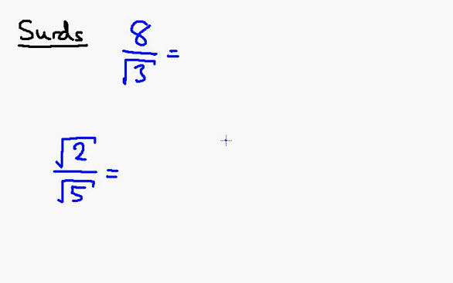Okay, in this video we're going to look at rationalising the denominator, and I'm going to look at two examples here. Firstly, 8 over root 3. Now, the key thing to do with rationalising a denominator is knowing that if I've got a fraction, or any number for that matter, if I multiply it by 1, the fraction or the number has not changed. So that's exactly what I'm going to do.